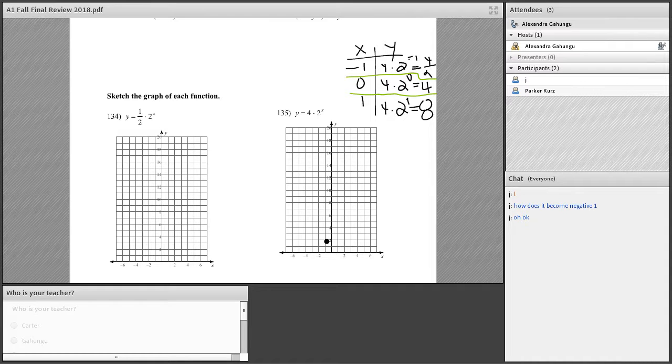So let's fill it in. So we go 0, 0, 4, okay, those are smaller. All right, and then we go 1, comma 8. So we can see that it kind of curves up from here and grows exponentially. So it's an exponential growth because our b, the 2, is bigger than 1.